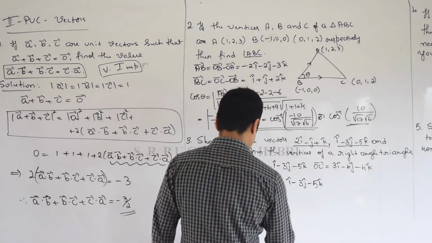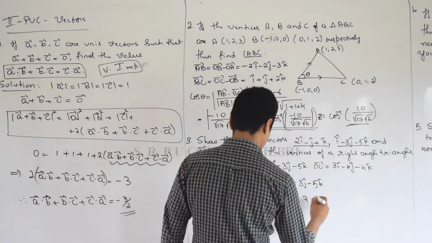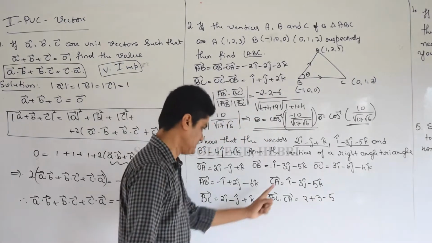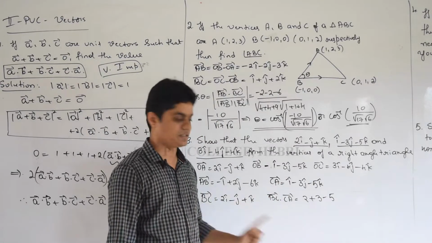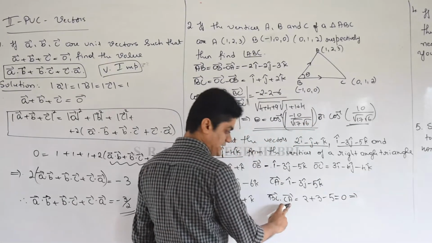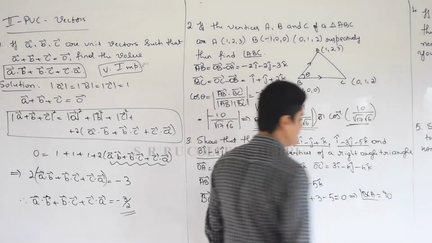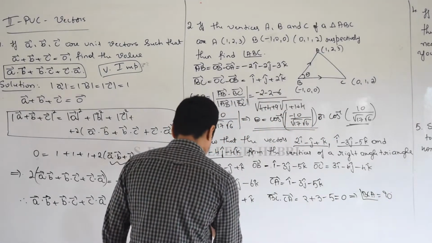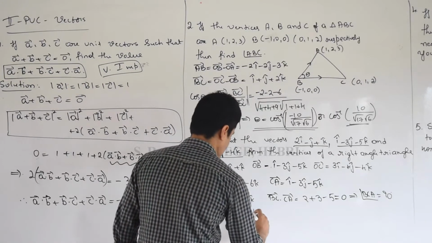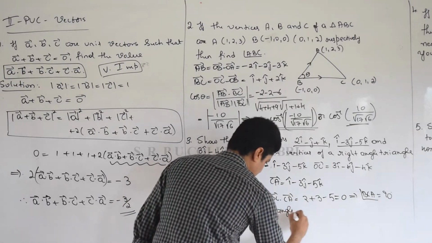So now take vector BC dot vector CA. It comes to 2 plus 3 minus 5. Yes, we guessed that maybe these two, and our guess is perfect. So vector BC dot vector CA is 0. This implies which angle is 90 degrees? Angle BCA is 90 degrees. If one of the angles is 90 degrees, definitely the triangle is a right angle triangle. Therefore triangle ABC is a right angle triangle.